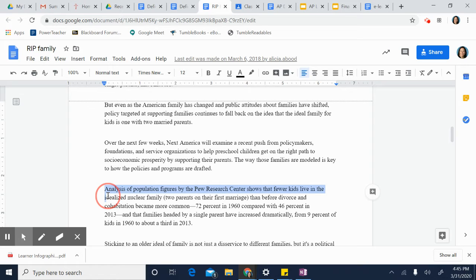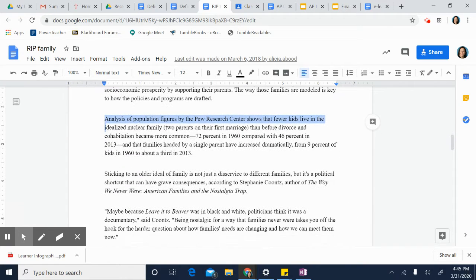See the way she brings in her source: analysis of population figures by the Pew Research Center shows that fewer kids live, et cetera. And then she goes into her stats. So I know where this information came from. I know her source, and she has integrated that quite seamlessly. And you can keep looking through.